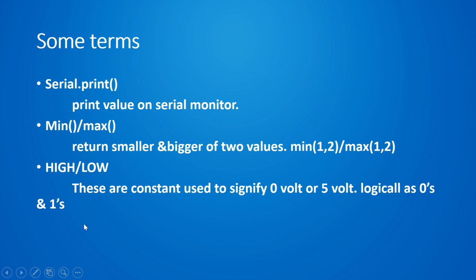HIGH and LOW are constants used to identify 0 volt or 5 volt, logically as 0 and 1. So HIGH means 1 and LOW means 0, or you can simply say that HIGH means on and LOW means off.